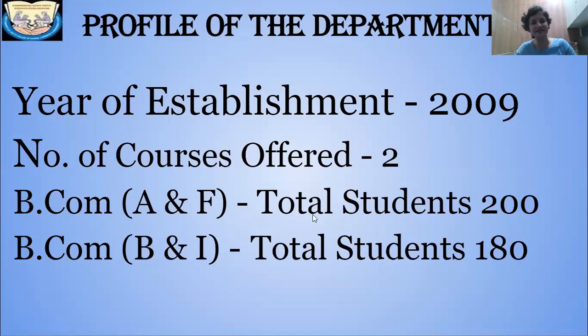The total student strength of this course is approximately 200. Sometimes it goes 200 plus also, as this year admission is still going on, so I have kept the number as 200. And one more course which we are offering from the department is BCom Banking and Insurance, that is BBI. The total strength of this particular course is approximately 180 to 200 students.